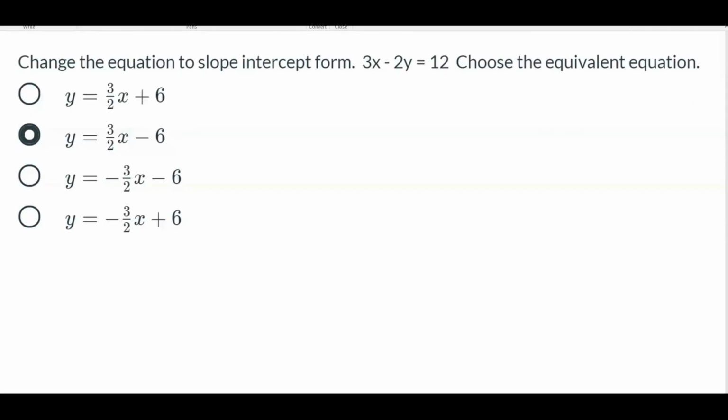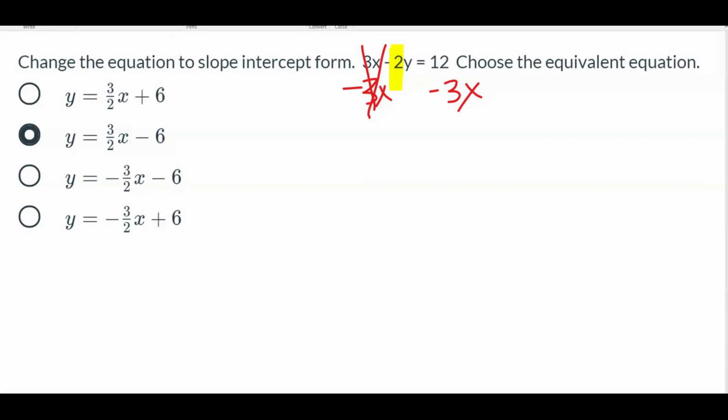Alright, so this is number 1 from the homework, and they give you the equation in standard form and they want you to match it to the equation in slope-intercept form. So I'm still going to do the same thing no matter what the question is asking. I'm still just putting this in slope-intercept. So I got to get rid of this 3x by subtracting it from both sides, because I want this to say y equals something. I'm trying to isolate y. I want to get y all by itself.